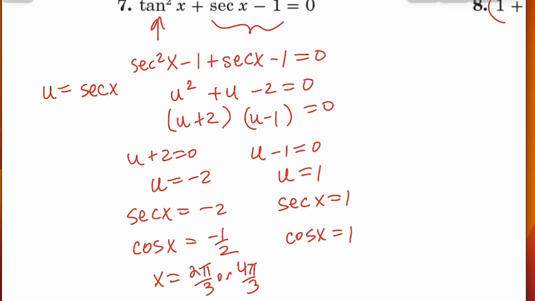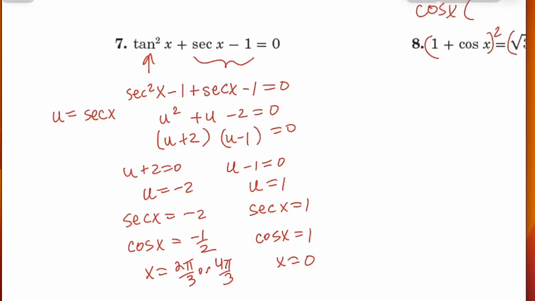Where is the cosine equal to 1? That only occurs in one place, and that is at 0. You could put the 2 pi, but the instructions don't put a bracket on the 2 pi, so you don't have to put the 2 pi. You shouldn't include it. So that is that one.